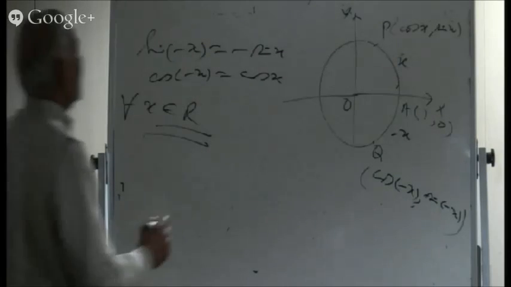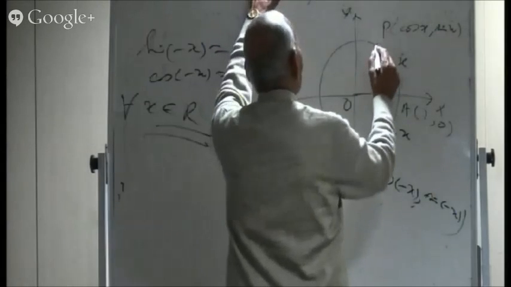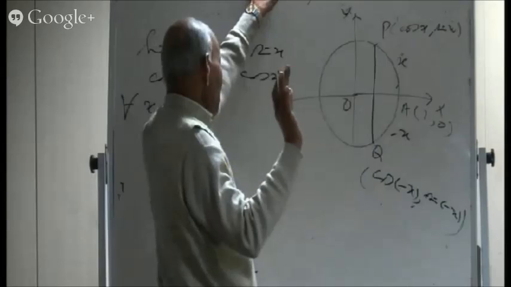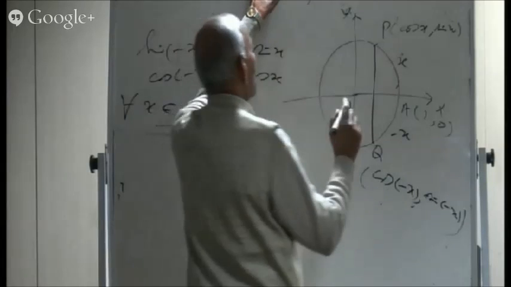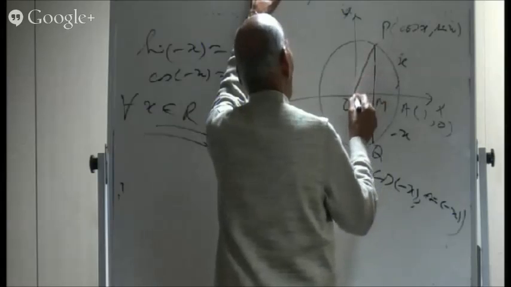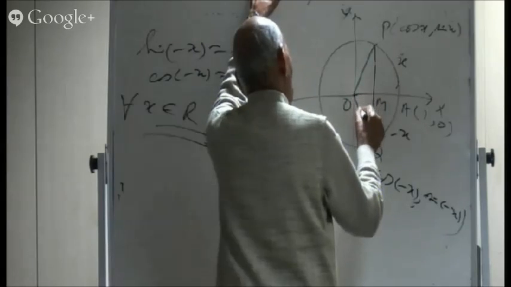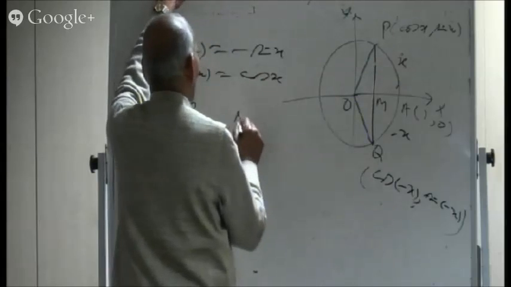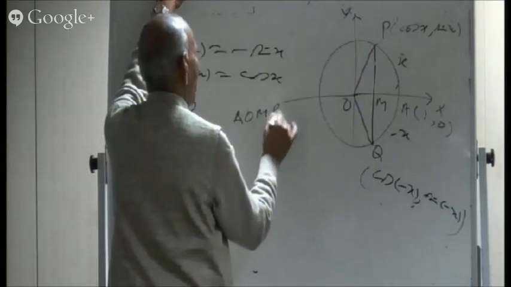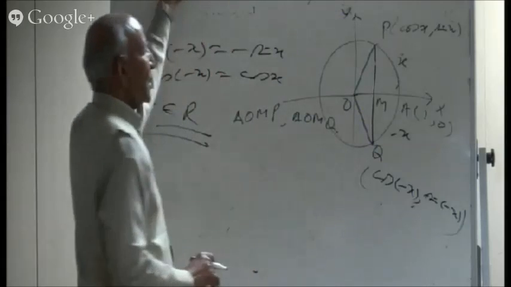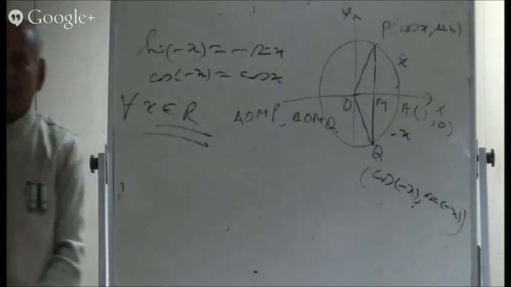Now, what I am planning is, I am just joining these two. I am not drawing any perpendicular, nothing of the sort. I am just joining these points. I am naming this point as M. I am joining O and P, and I am joining O and Q. Are these two triangles congruent? I am thinking about triangle OMP and triangle OMQ. Why?